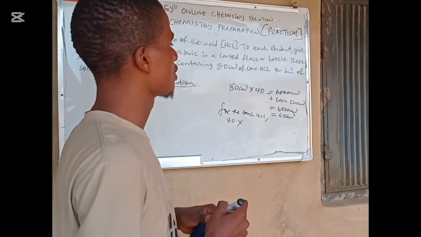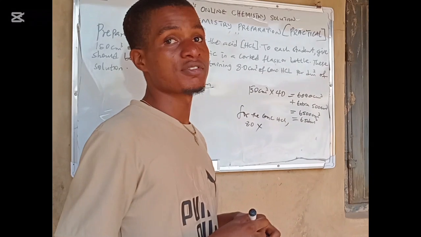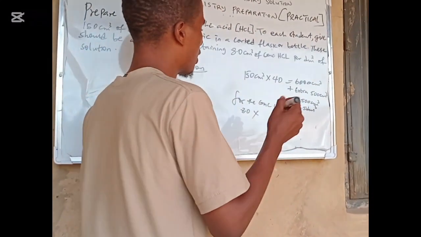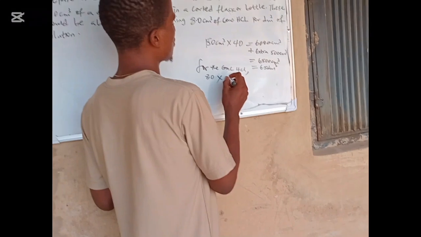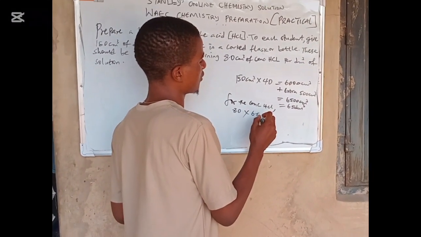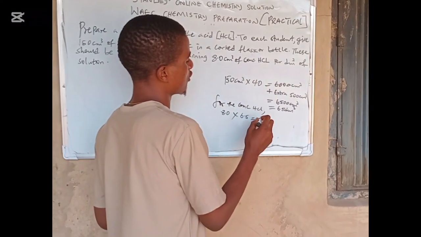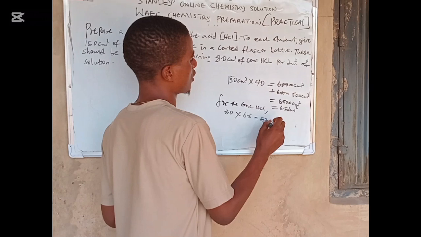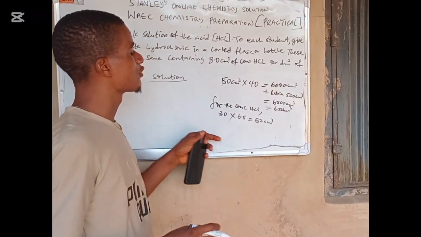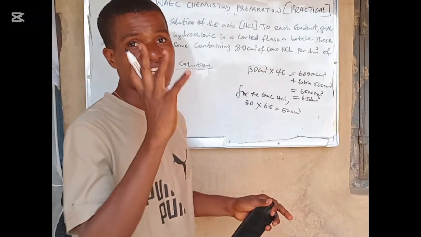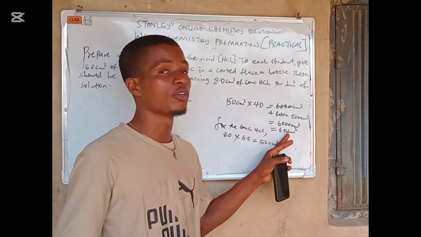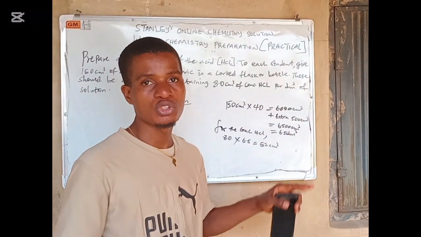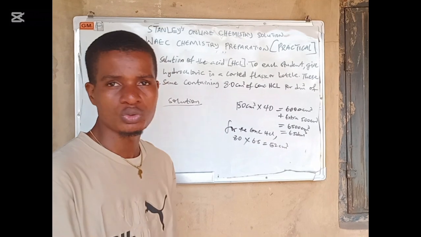Is equal to 6.5 dm cube. Good. Now 8.0 times 6.5 dm cube. This will give you 8.0 times 6.5, which is 52, right? 52 cm cube. So you have to measure 52 cm cube of concentrated HCl and add into this volume of water. 6.5 dm cube of water you have added to a basin or into a jerry can.